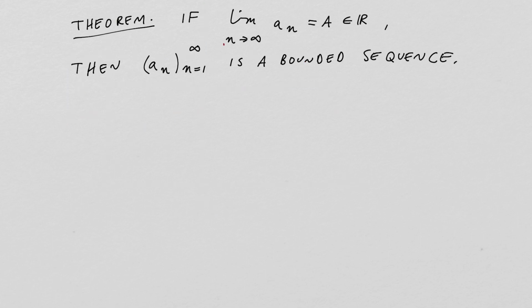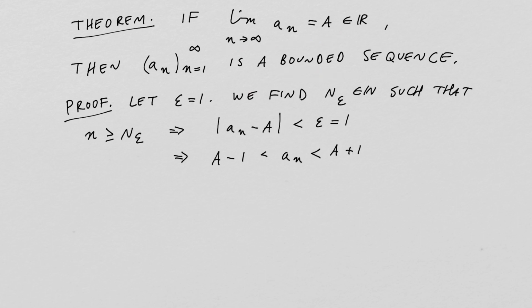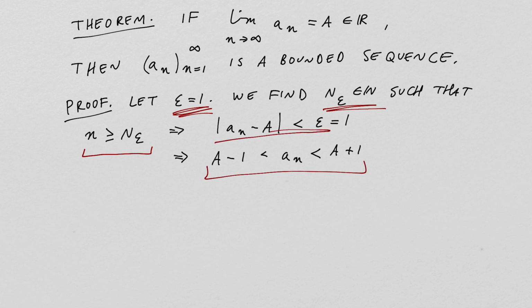Let's prove that if we have a limit, then our sequence is bounded. If we choose epsilon to be 1, we will find some limit index so that for n larger than this limit index, we will have the inequality which shows that this is true.